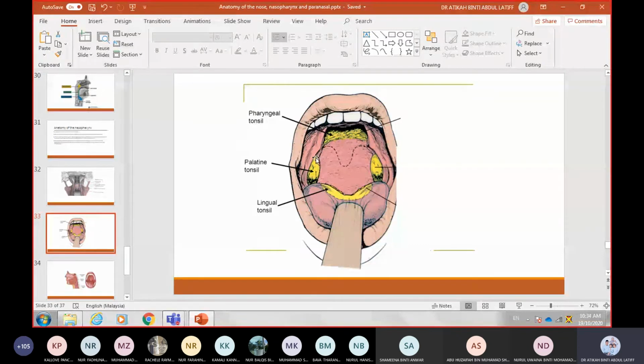Normally when you have tonsillitis, the tonsil that is involved is the palatine tonsil, not the pharyngeal tonsil. The one that doctors look at in your mouth when they say you have tonsillitis is the palatine, not the pharyngeal. That's the most common. You also have lingual tonsils as well, besides the palatine and pharyngeal tonsils.